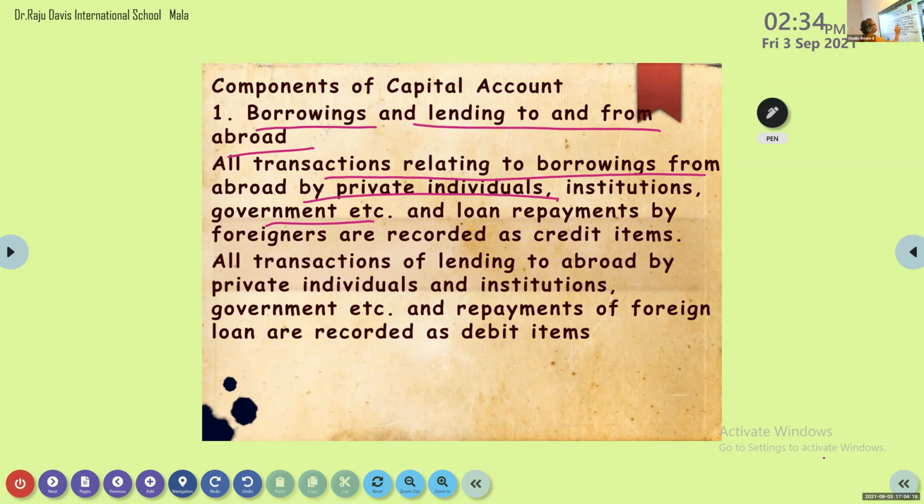Here, loan repayments by the foreigners. What do you mean by loan repayments by the foreigners? Sharath? The foreigners repay their loan. Okay, foreigners are repaying the amount of money. So that comes on the credit or debit side? Debit. Is it an inflow or outflow? Inflow. So that should come under where?